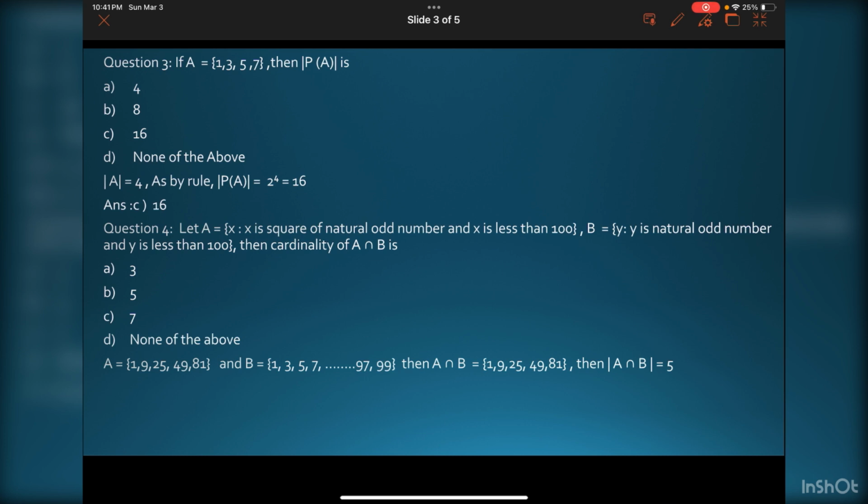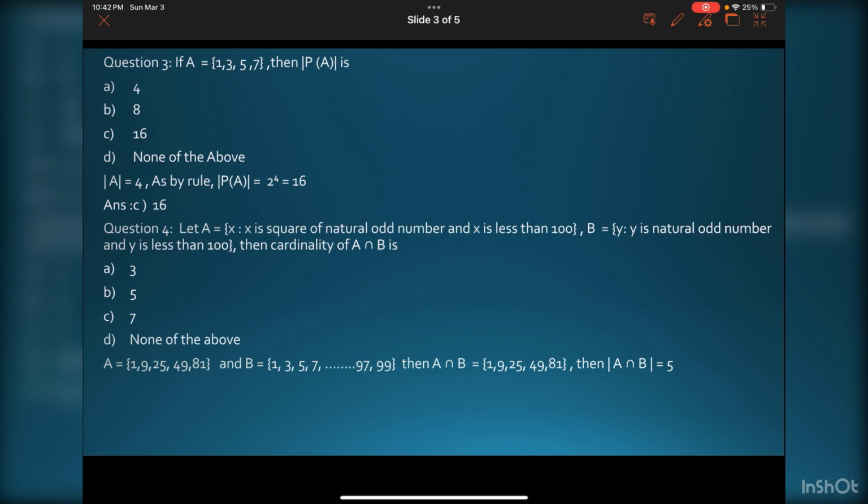If we start with 1, that is 1, then 3 squared is 9, 5 squared is 25, 7 squared is 49, and 9 squared is 81. If you go beyond, then it will be 11 squared, that is 121. That will not be counted over here because we are saying that it has to be less than 100.